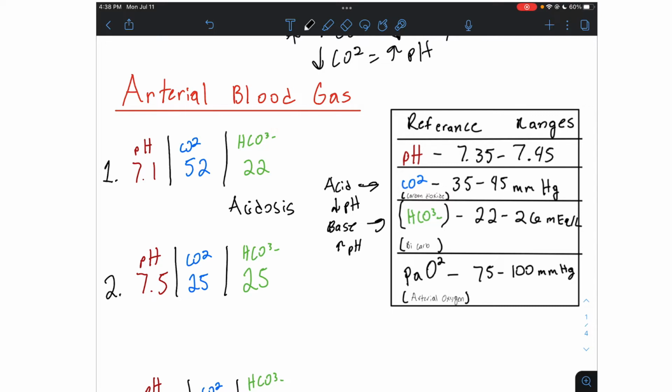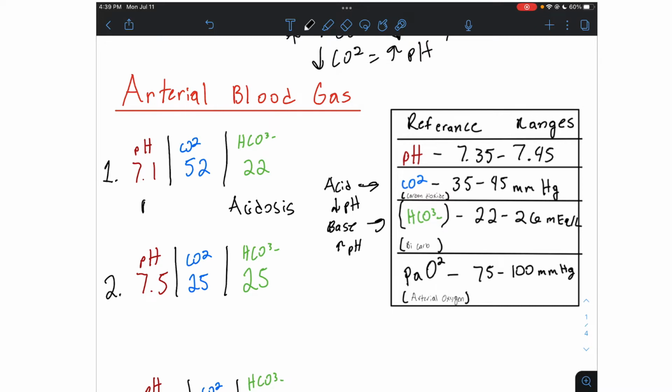Now the next step to figuring it out is going to be why. So let's look at our CO2 right here. So 52. Well, let's look at our reference range, 35 to 45. So our acid, which lowers the pH, is high, aka our CO2. This is high. So what does that mean? That means if an acid is high, it's going to lower the pH. And as we can see in the pH right here, it has lowered it, right? So I think we figured out our problem here is we have too much carbon dioxide in our blood.